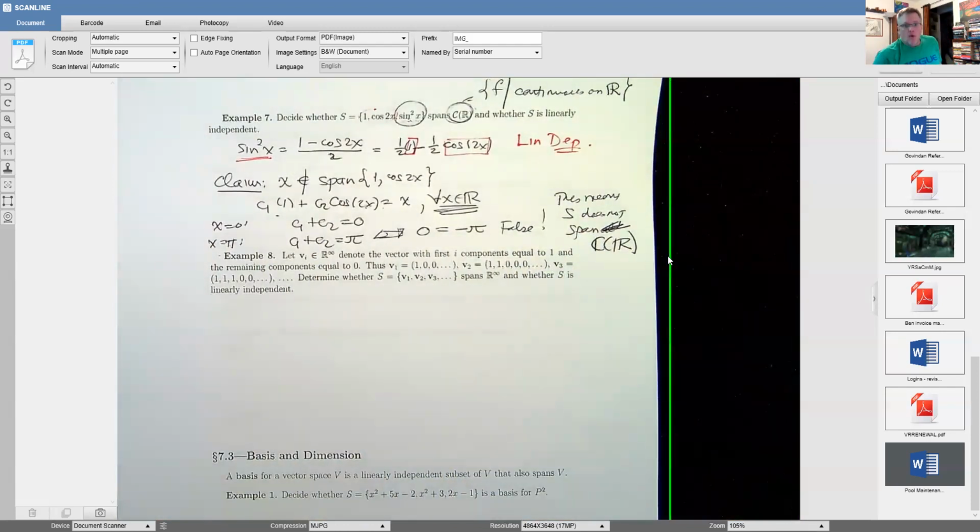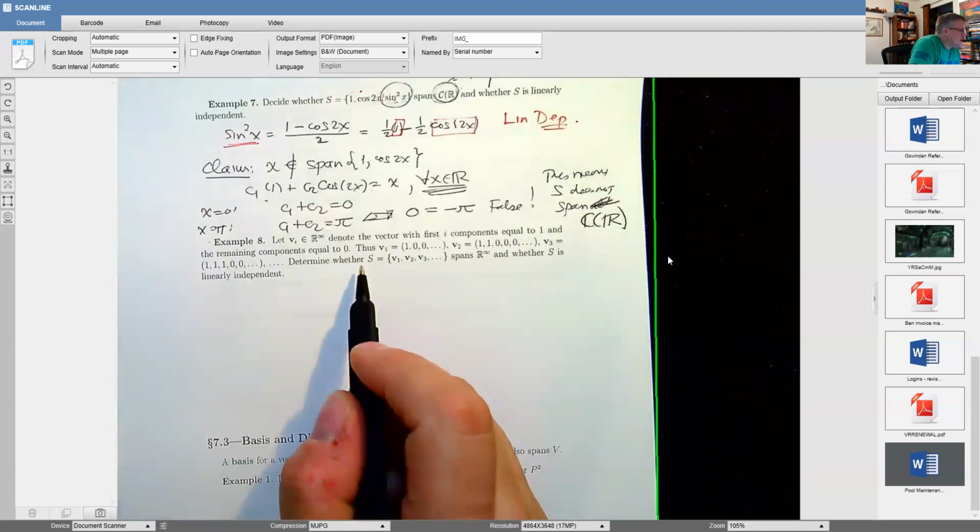All right. What it turns out does span it is the set of all positive integer powers of x and 1. So if I took the set 1, x, x squared, x cubed, x to the fourth, dot, dot, dot, that does span the set of all continuous functions. All right.